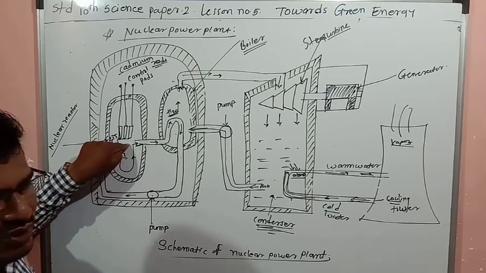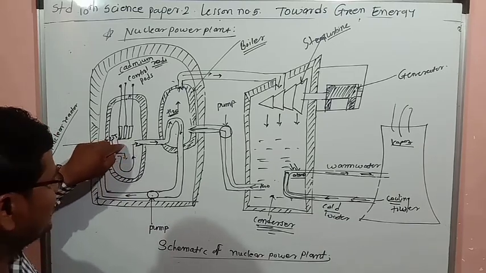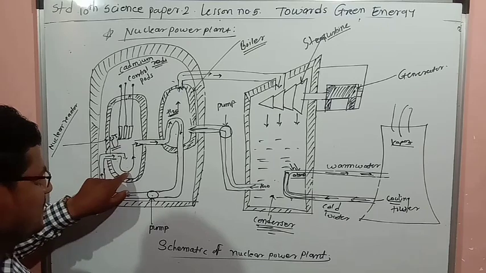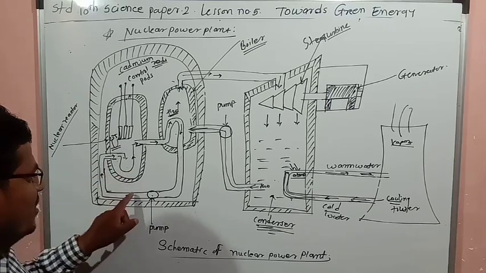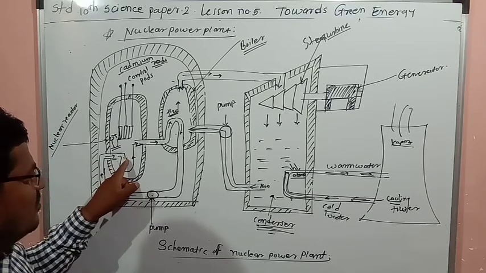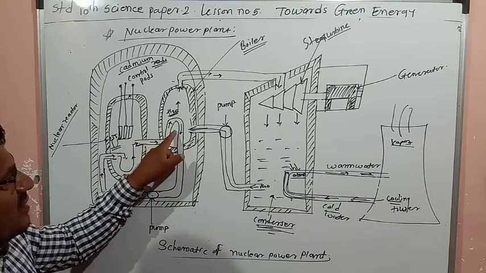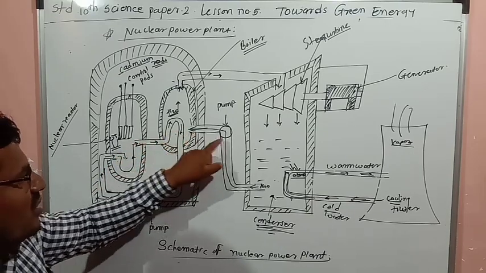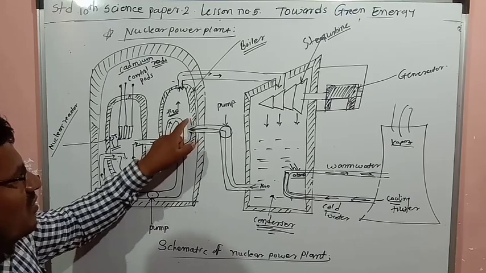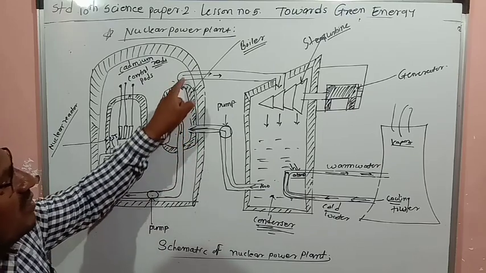In the nuclear reactor, the nuclear fission reaction takes place. A large amount of heat is produced, and in this, deuteric water is there, that different type of water. It will absorb heat, it will get heated. That heat is carried to the boiler. In the boiler, H2O is there, simple water. That water will get heated, it will get converted into steam.